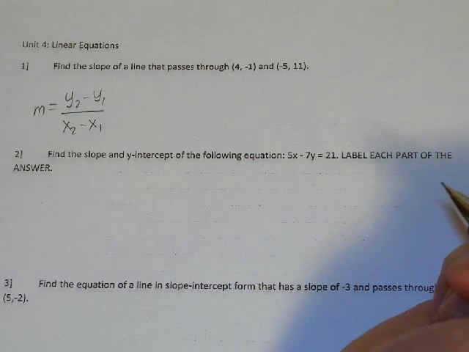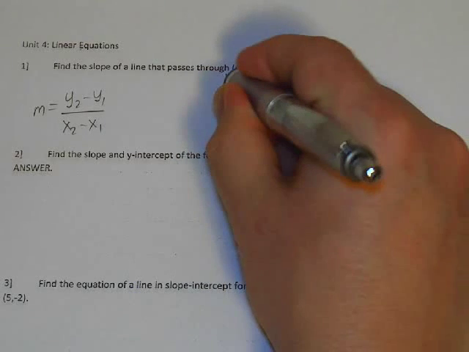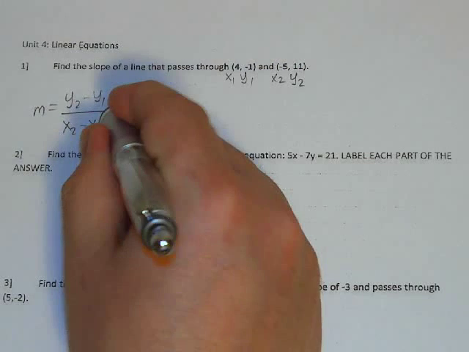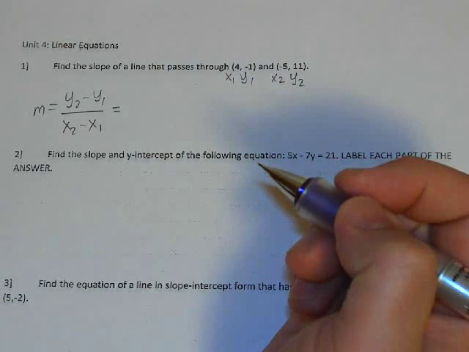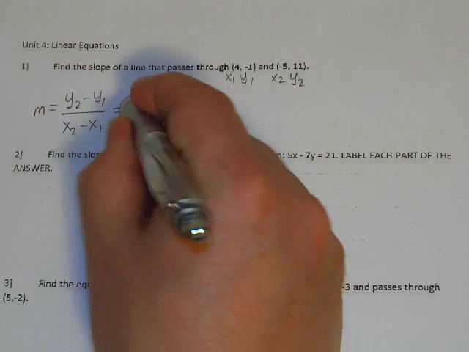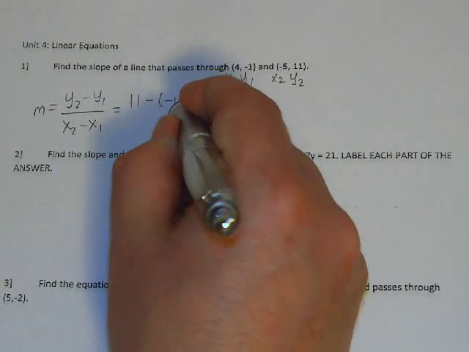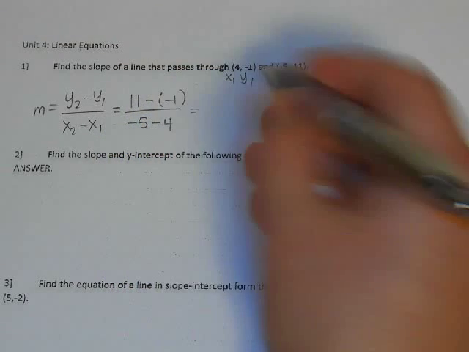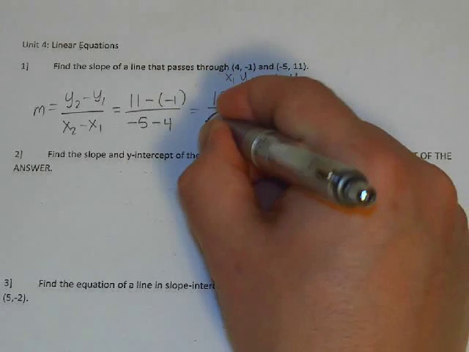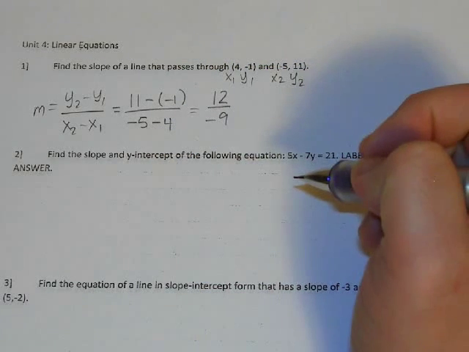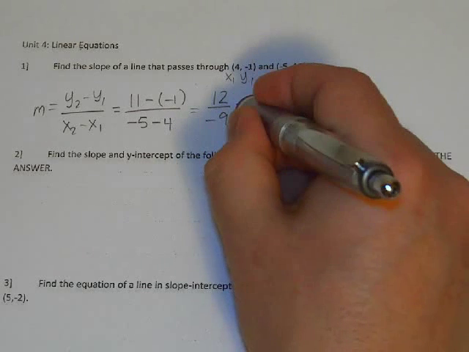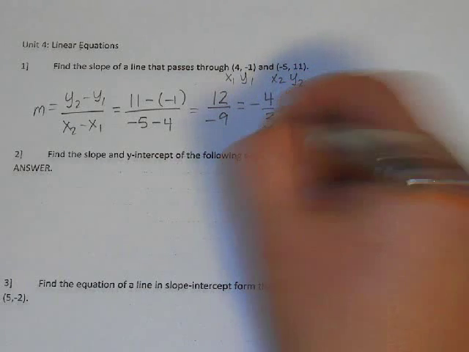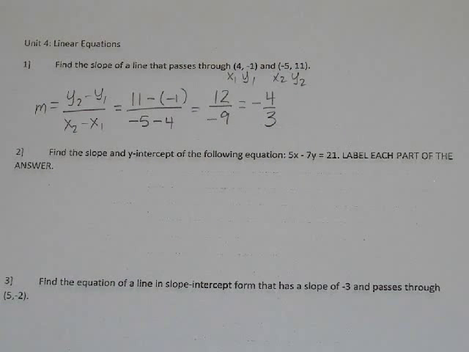So here's the slope formula, which is simply the rise over the run. So we'll label our coordinates x1, y1, x2, y2, and substitute those 4 values into the equation. At the top we get 11 minus negative 1. On the bottom we get negative 5 minus 4, which gives us 12 over negative 9. So we know that 3 goes into both 12 and 9 evenly. So we'll use that property to reduce, and we get negative 4/3.